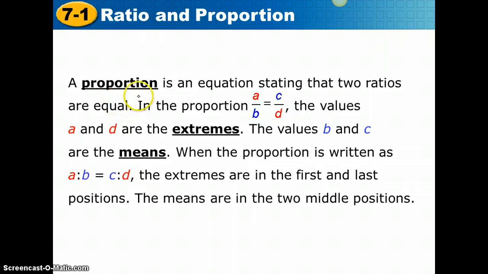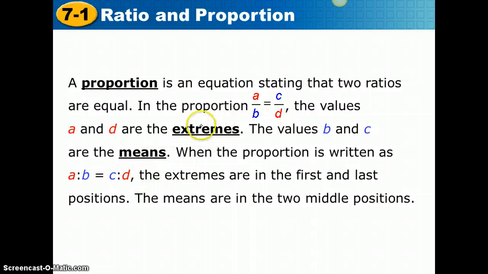Alright, your next vocabulary term is a proportion, and you might remember these from Algebra 2. A proportion is an equation stating that two ratios are equal. In the proportion a over b equals c over d, two equal ratios, the values a and d are called the extremes. The values b and c are called the means.